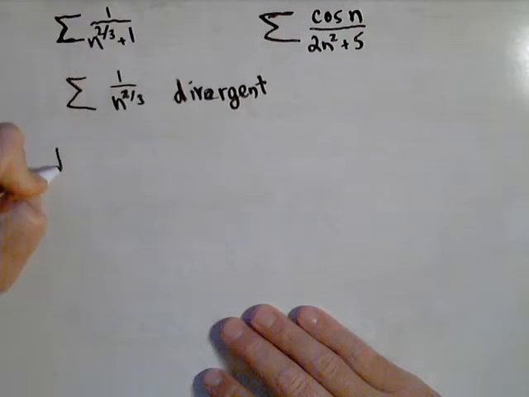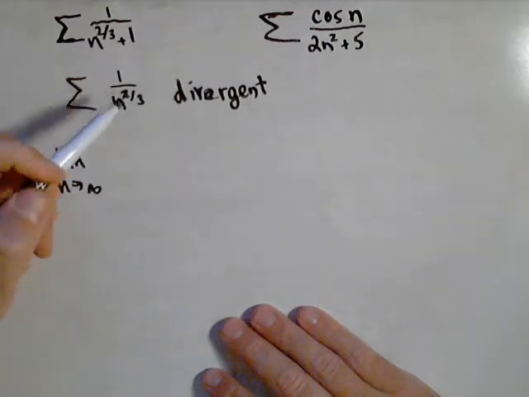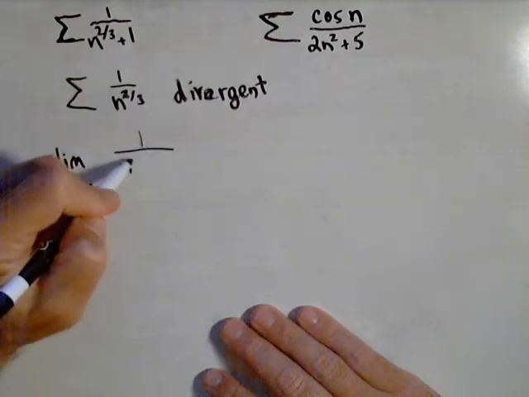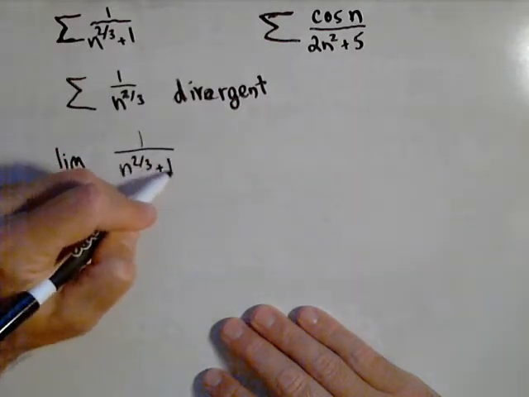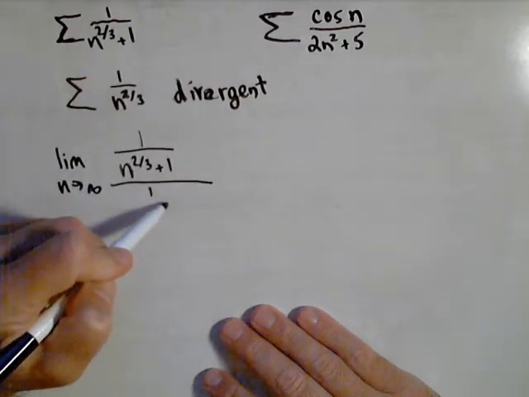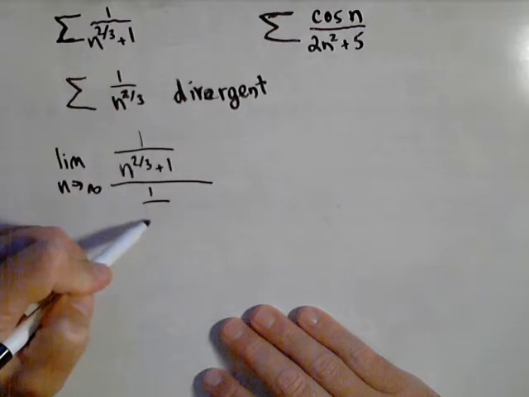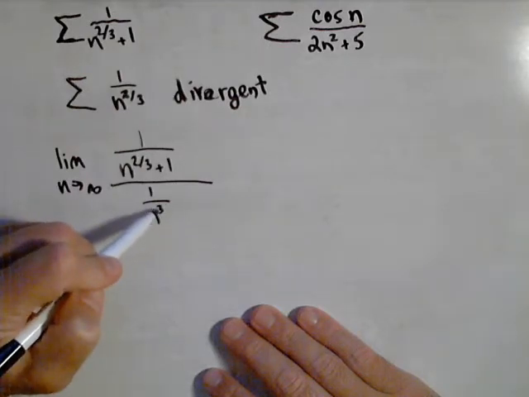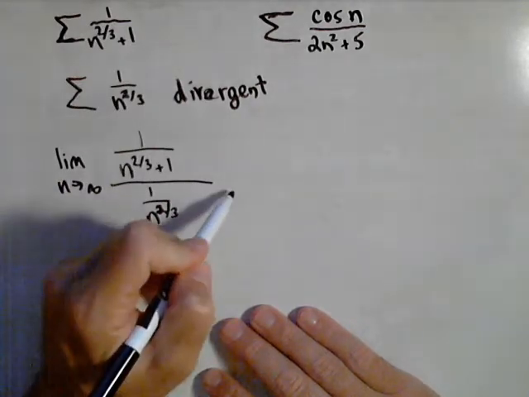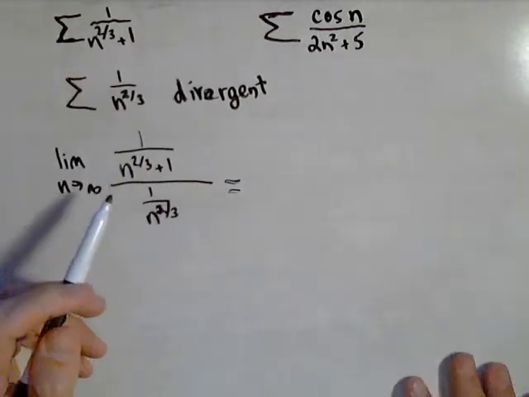So the way this is set up, we do the limit as n goes to infinity. Again, it doesn't matter which one I put on top. I'm going to put the given one on bottom. So n^(2/3) plus 1. On bottom here, I'm going to put the one that I chose, the one that I knew was divergent. Calculate this limit. If it comes out to be a non-zero number, we're done. So let's see how this is going to play out.